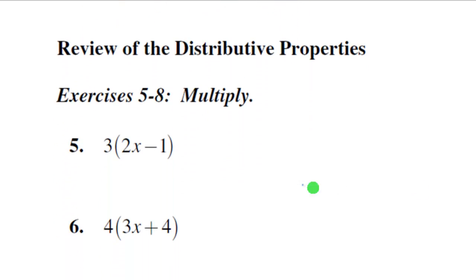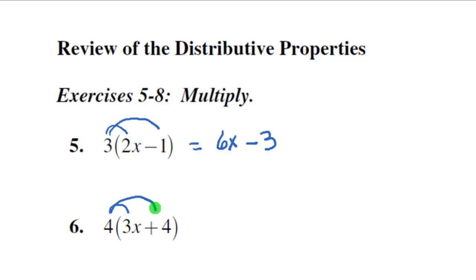We'll do a little review now of the distributive property. We multiply 3 times 2x minus 1. This is a binomial, two terms. And so we're going to distribute the 3. And so 3 times 2x is 6x. And 3 times negative 1 is negative 3. Now these are not like terms, so we stop there.